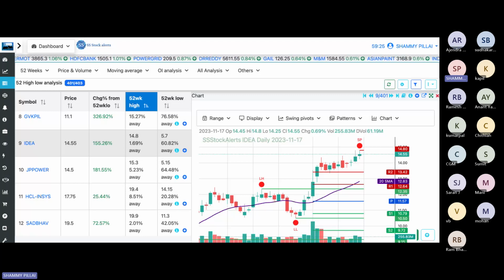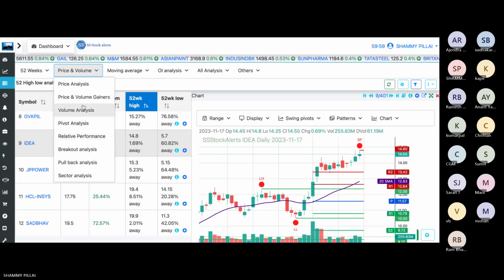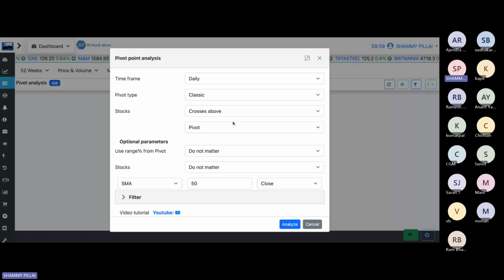Any queries on the 52 week? No, no, thank you. Okay. So I use this 52 week every day to scan high low stocks. The second which I use is pivot analysis. So daily classic crosses above, you can have pivot range 1%. You don't have to, you can have 20 SMA.